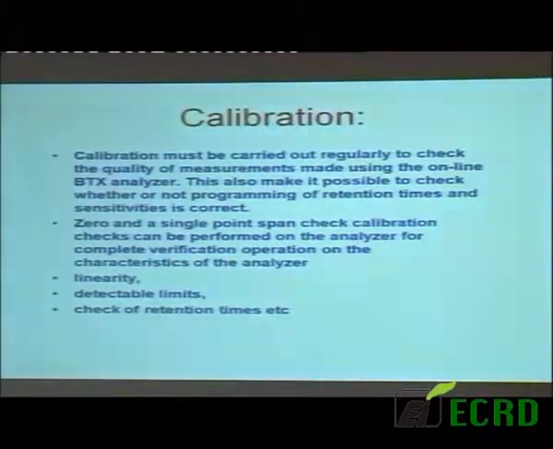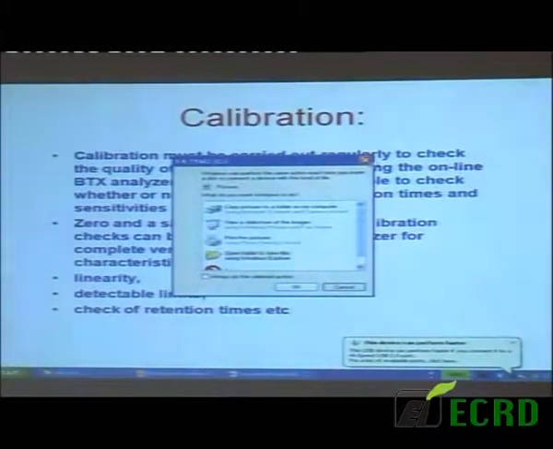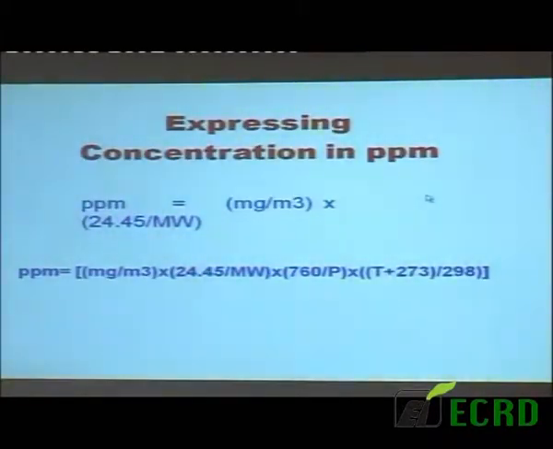Next, please. Then you also need frequent calibrations, maybe every month, or you have to check for the retention times. If they are varying from the original one, then you need calibration, otherwise not. And this is the expression of the concentration: ppm, or it gives in both ppb as well as in microgram. So you can set it in the analyzer, and you can use the conversion factor.